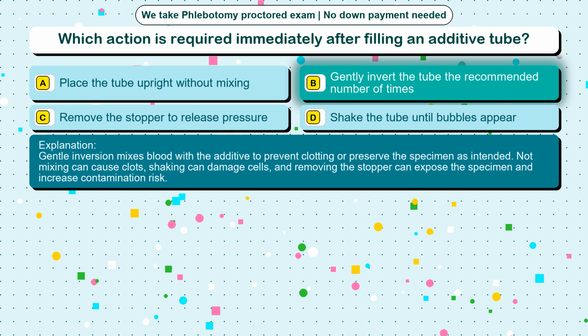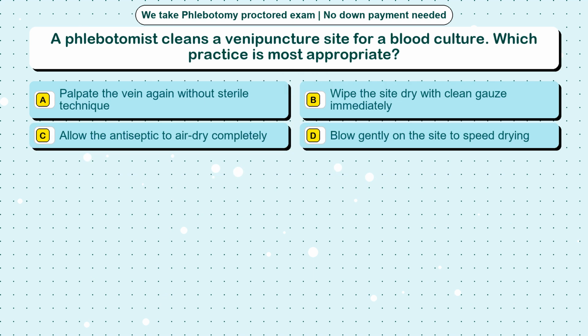risk. Question 81. A phlebotomist cleans a venipuncture site for a blood culture. Which practice is most appropriate? Option A. Palpate the vein again without sterile technique. Option B. Wipe the site dry with clean gauze immediately. Option C. Allow the antiseptic to air dry completely. Option D. Blow gently on the site to speed drying.